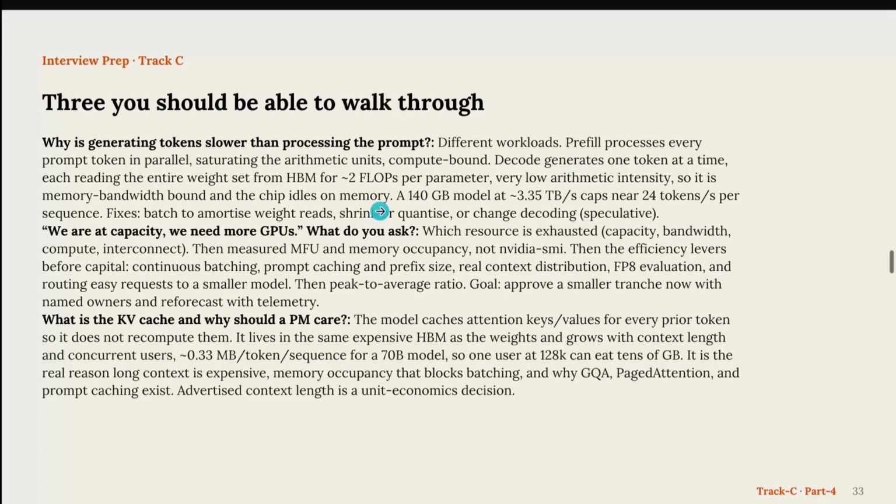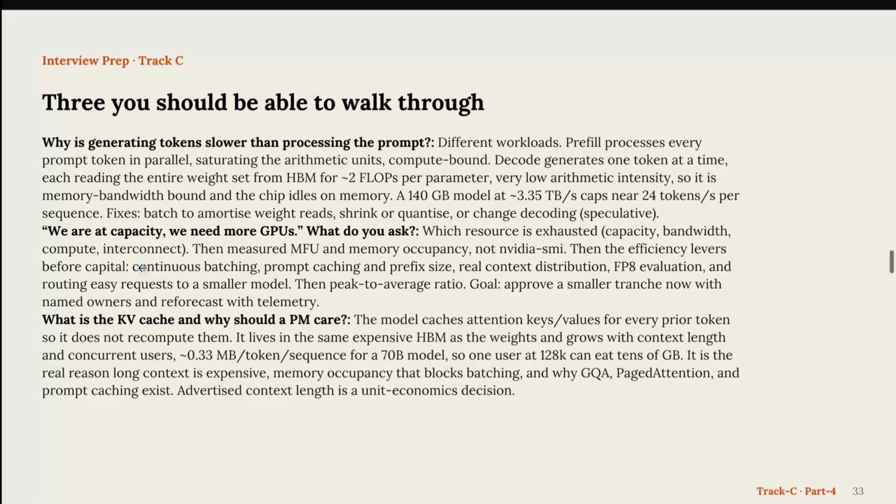And the chip idles on memory. So it's not a compute problem, it's a bandwidth problem, or memory problem. So we are at capacity, we need more GPUs. What do you ask? Understand the demand first. Which resource is exhausted? Capacity, bandwidth, compute, interconnect. Which of them is maxed? So we need to understand that.